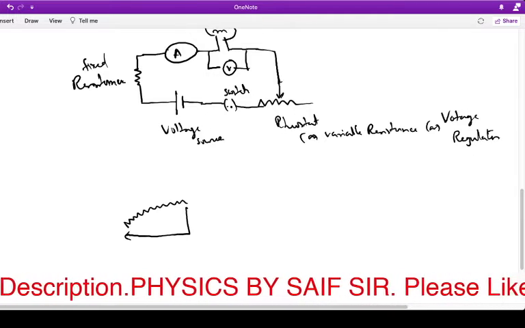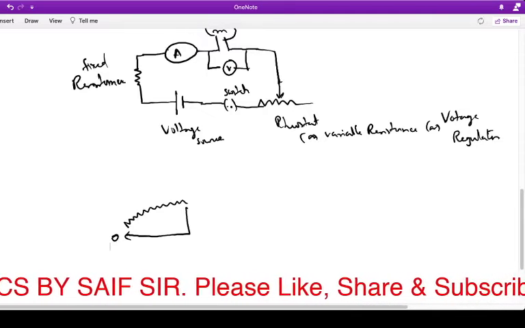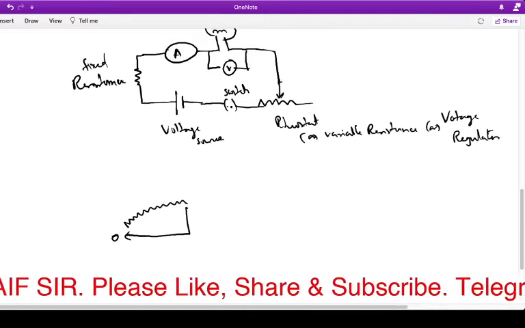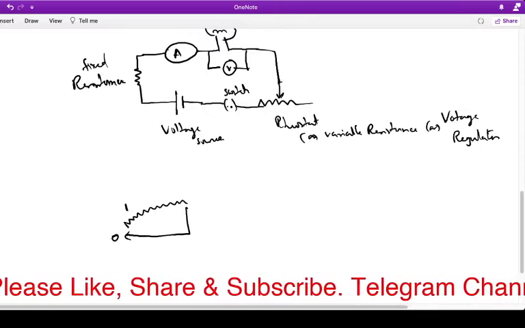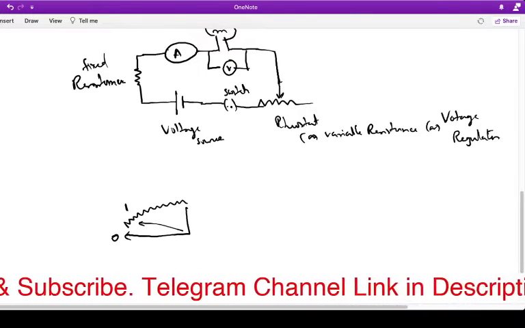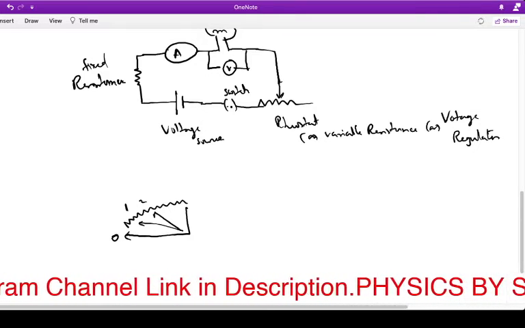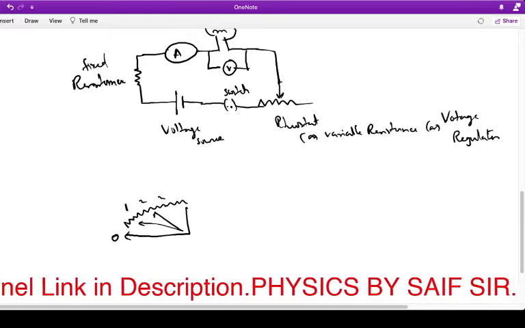As you can see, here is the 0. You can take it as 0. That's a big resistance, which means there is no input of current. Whereas at 1, the resistance decreases. As you go to speed 2, the resistance decreases a little bit more. For 3, again the resistance decreases.